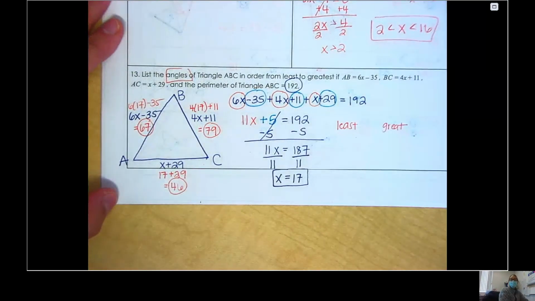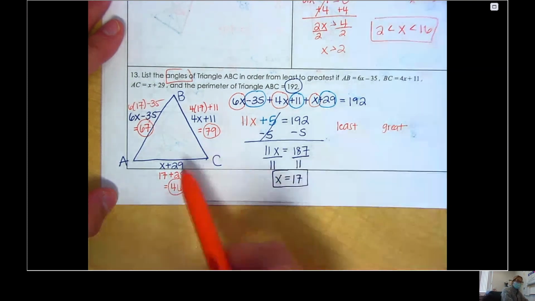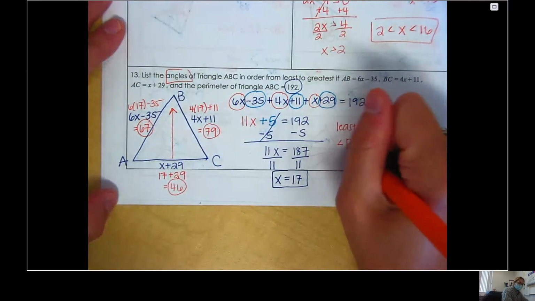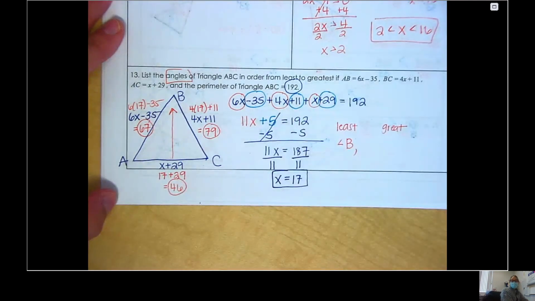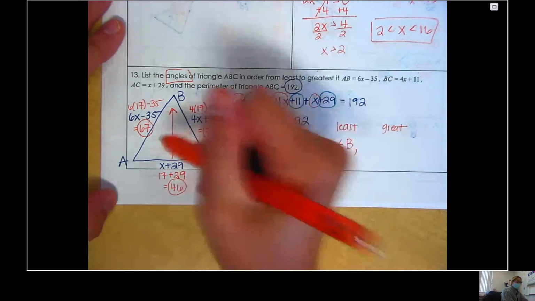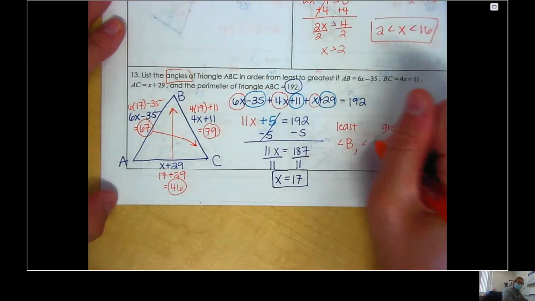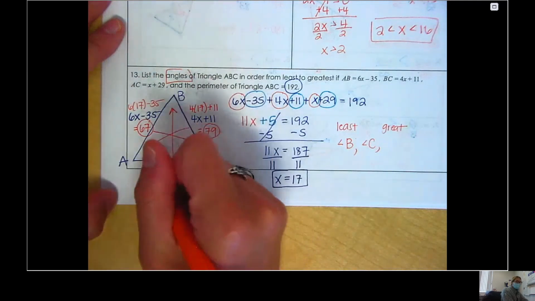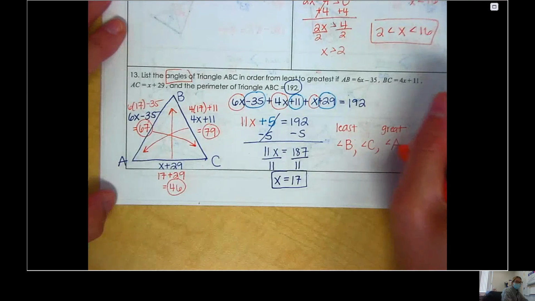Okay, what is the smallest angle? Marissa? No, because we have 1 minute left. Which one's the smallest number? Yeah, 46, which is across from angle B. What's the next smallest number? 67, which is across from C. And then what's your greatest angle? 79 across from angle A.